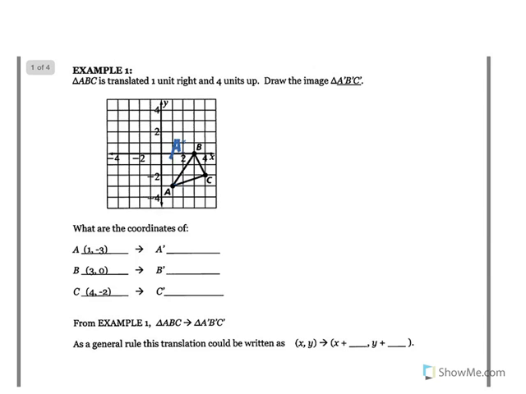And then you would put A prime at the coordinate 2, 1. So then you would do that with the next coordinate. So B prime, you're going to count 1 unit right from B, and then go up 1, 2, 3, 4. So the new coordinate for B prime would be 4, 4.